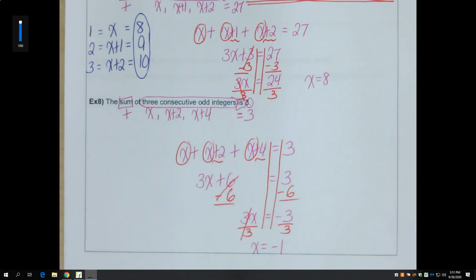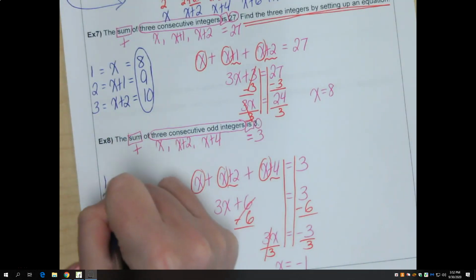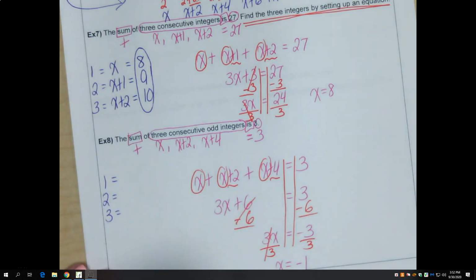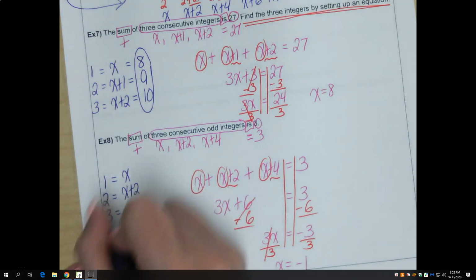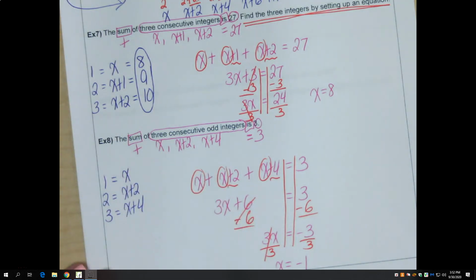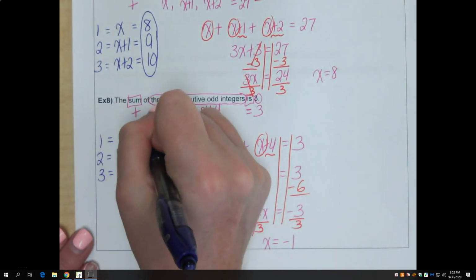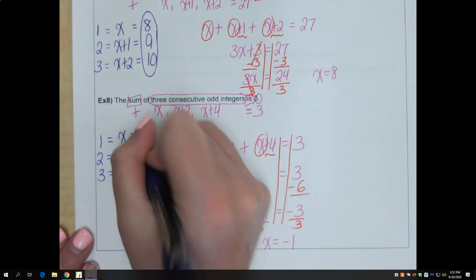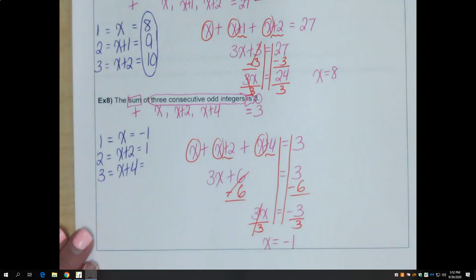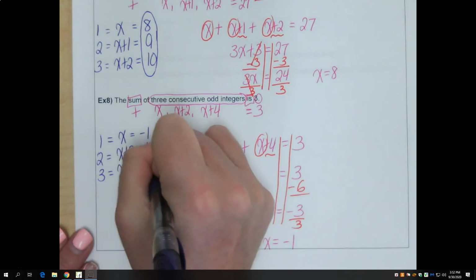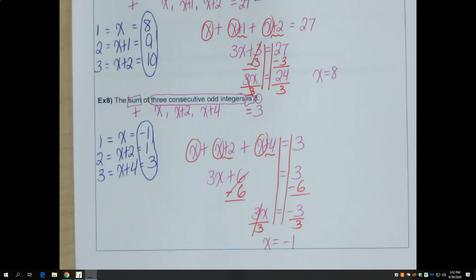All right, so I'm going to just make sure that I plug those back in. So on the side, I have my first, second, and third numbers. My first number was x, second number was x plus 2, and the third number was x plus 4. Okay, oops, so sorry guys. So here we go, x was a -1. My next number, well, -1 plus 2 is +1, and -1 plus 4 is +3. So this would have been my 3 consecutive odd integers.